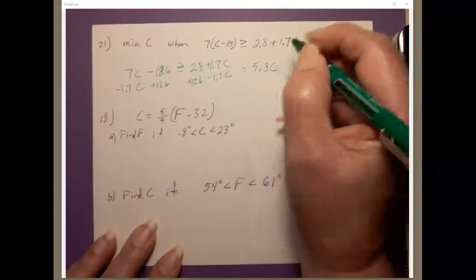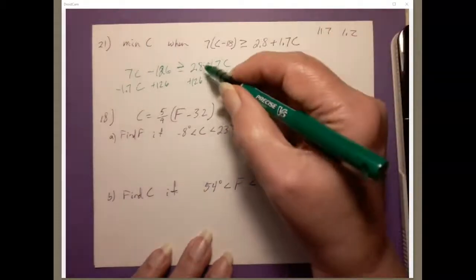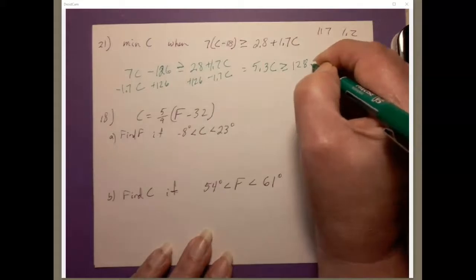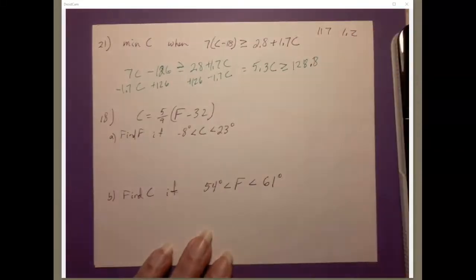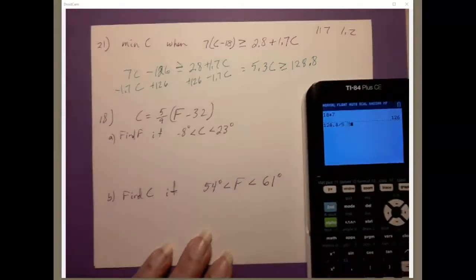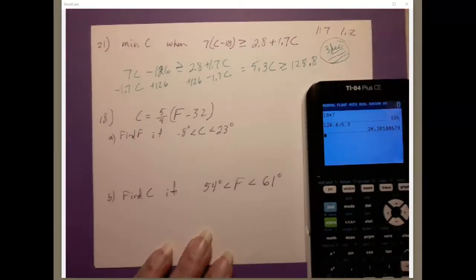If you need to, pick up your calculator. Hopefully I did that correctly. 5.3C is greater than or equal to 2.8, and 126 will give me 128.8. So I'll do 128.8 divided by 5.3, and that gives me 24 point. Now I want 3 decimal places on your test, 3 decimals. Sometimes WebAssign is going to have you do more or less than that, but I want always 3. So you want to write that down and remember it.